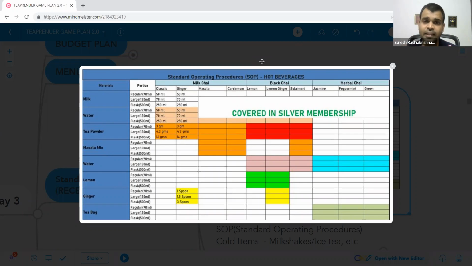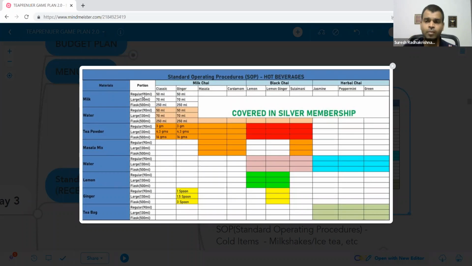The rest of the things, in the interest of time, I may not be able to elaborate much, but I've covered them in the silver and gold membership. Let's take classic and ginger, plain tea and ginger tea. So here you have the ingredients: milk, water, tea powder, masala mix, lemon, ginger, and tea bags that we use for herbal tea. So for classic tea, that's a plain tea.